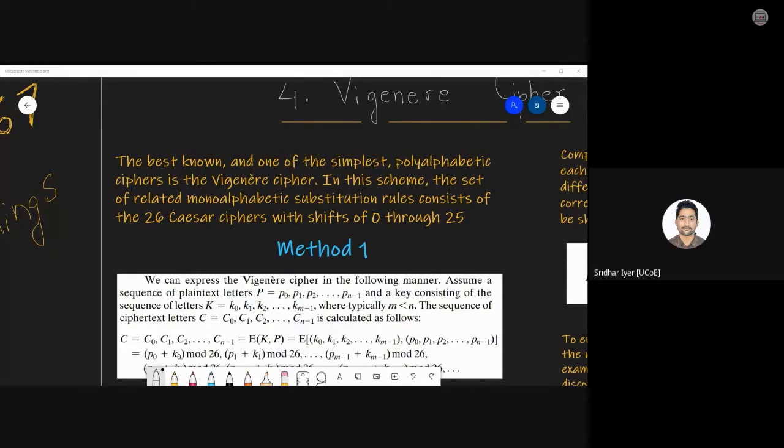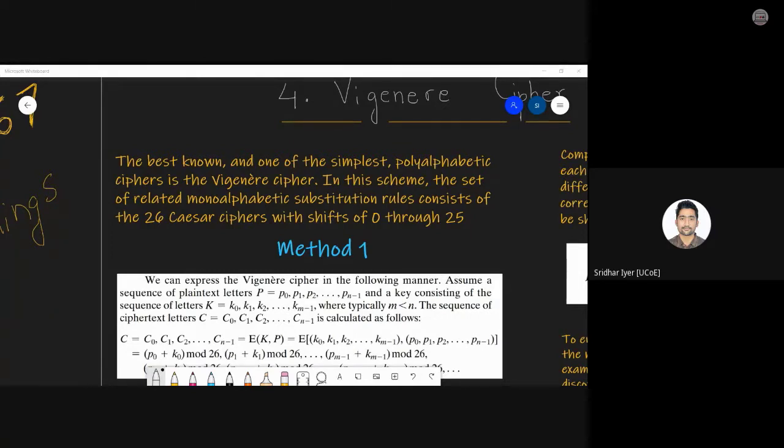I will try my best to make you understand what exactly the Vigenère cipher is. But for the time being, in its simplest form, you can say that the Vigenère cipher is a cipher which is made up of 26 Caesar ciphers. Okay, so just listen to what I'm saying.